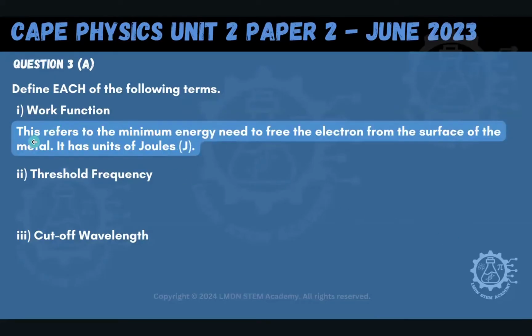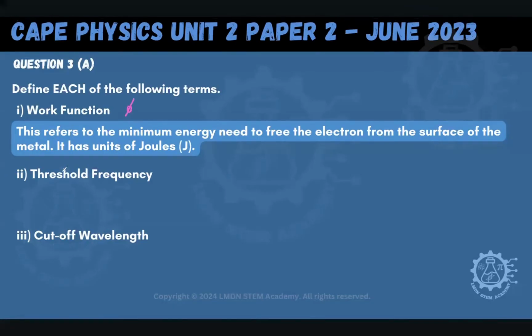So the work function refers to the minimum energy that's needed to free the electron from the surface of the metal, and it has units of joules. So generally, this is how we would denote work function. We would denote it as phi, so it's an open circle with a line through it. So that's your work function.